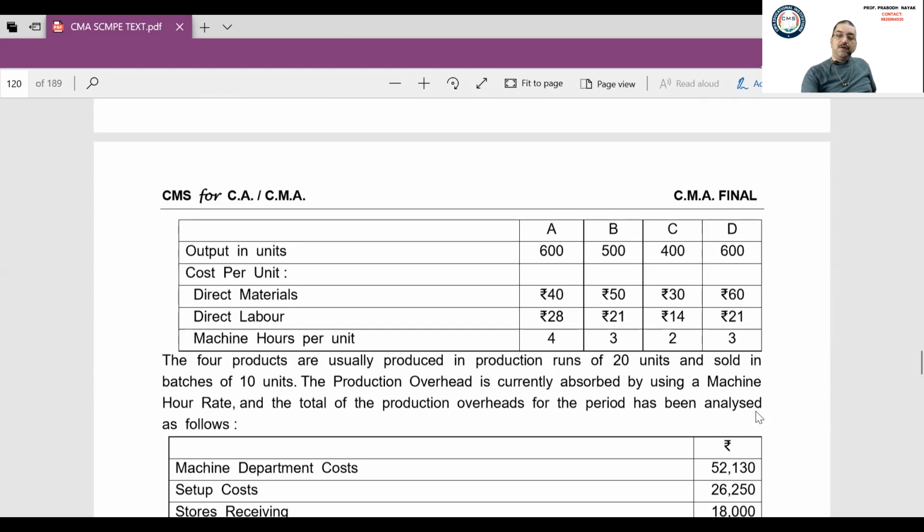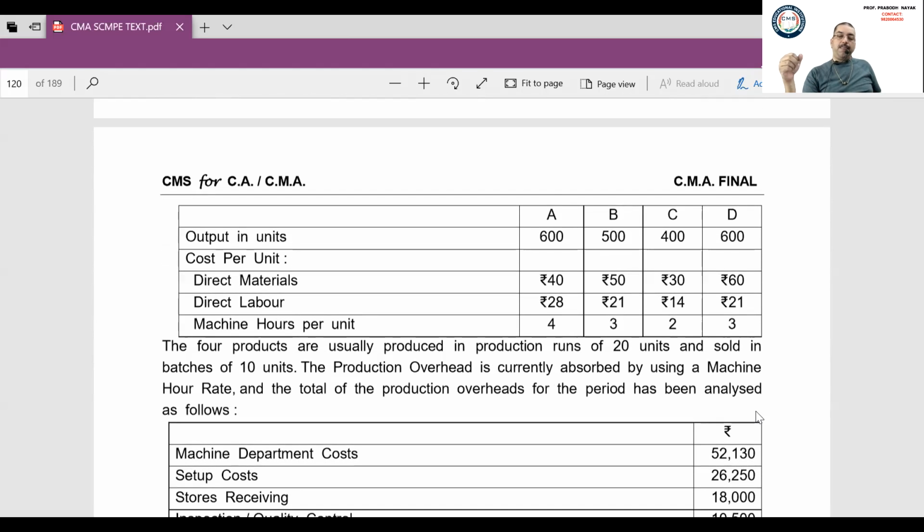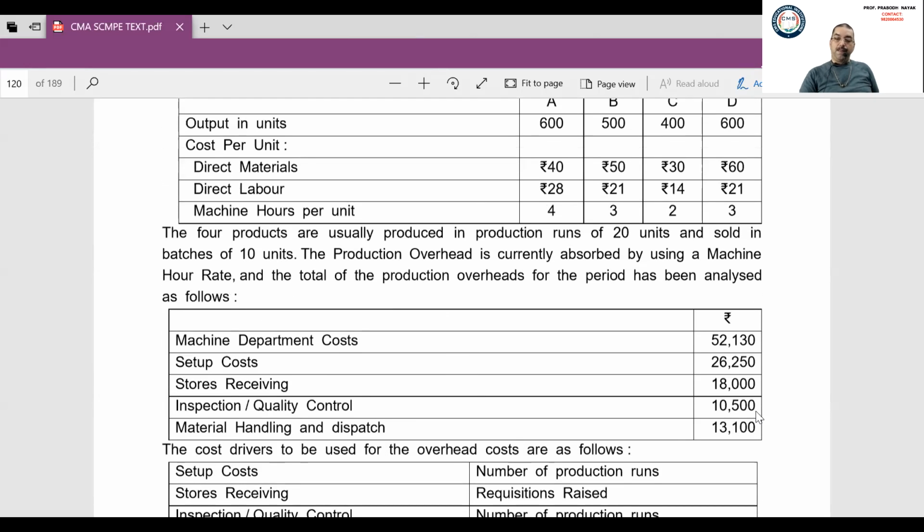The relevant information of the products are as follows. Output they have given 600, 500, 400, and 600. Cost per unit they have given, direct materials, direct labor, and machine hours per unit is given. The 4 products are usually produced in production runs of 20 units. One production run is of 20 units and sold in batches of 10 units. That means one batch comprised of 10 units. The production overhead is currently absorbed by using a machine hour rate, and the total of the production overheads for the period has been analyzed as follows.